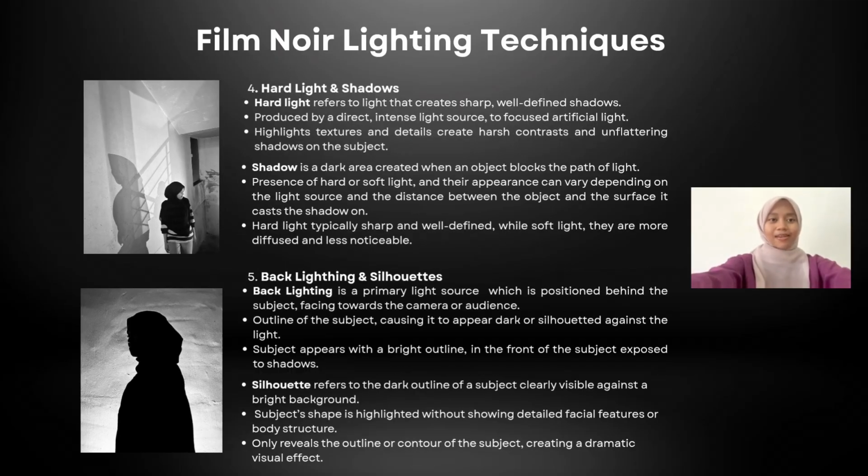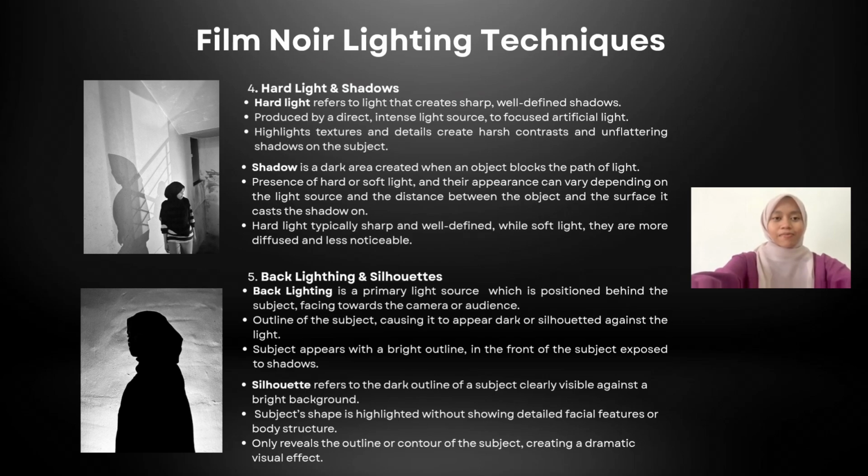Fourthly is hard light and shadow. Hard light refers to intense, direct light that creates sharp, well-defined shadows, highlighting texture and details. Shadow is the dark area formed when an object blocks light, with hard light producing sharp, clear shadow. Both are used to create dramatic effects in photography and lighting.